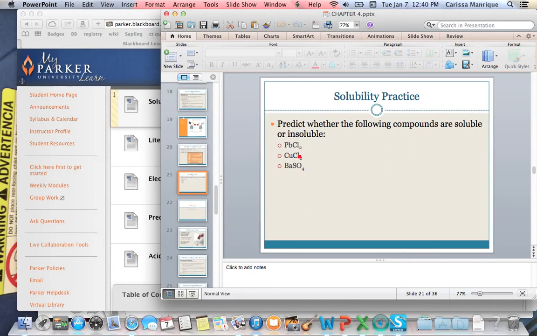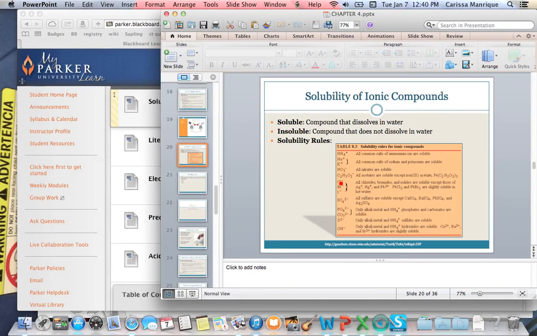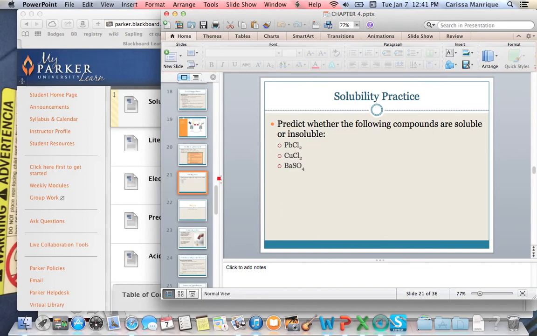Look up copper chloride. Okay, so again, this is a chloride. And let's look up if it says anything special about copper. All chlorides are soluble except those of silver, mercury, and lead. Well, since it's not silver, mercury, or lead, that means it is soluble. Okay? So this one is soluble and it's an electrolyte.